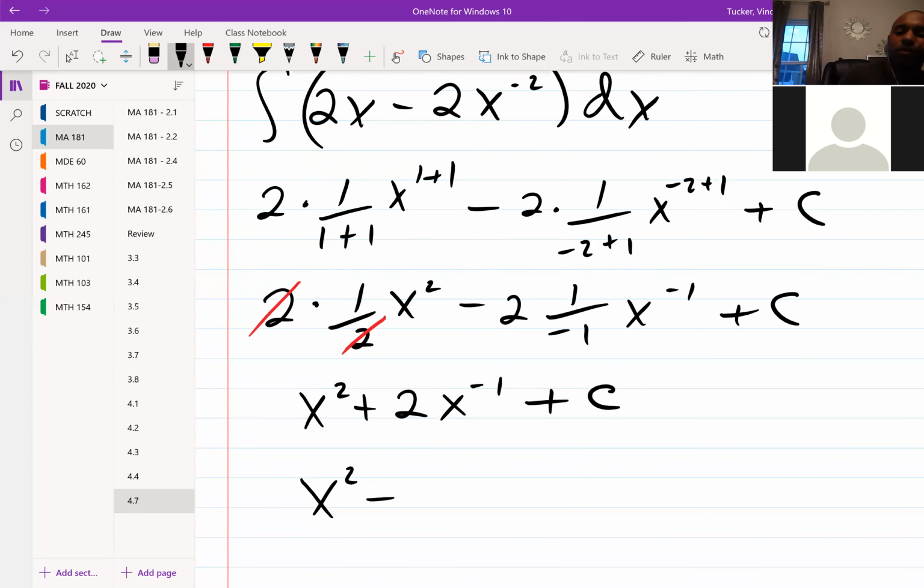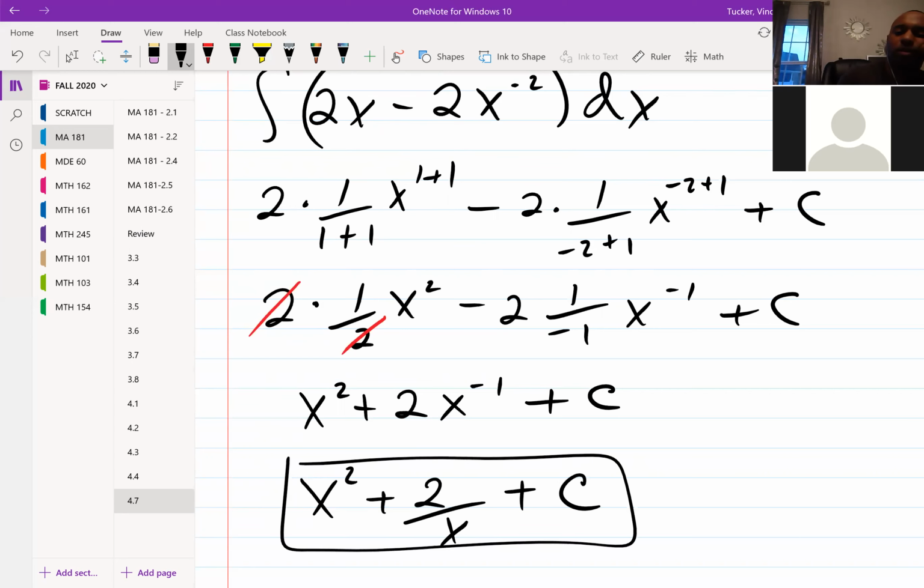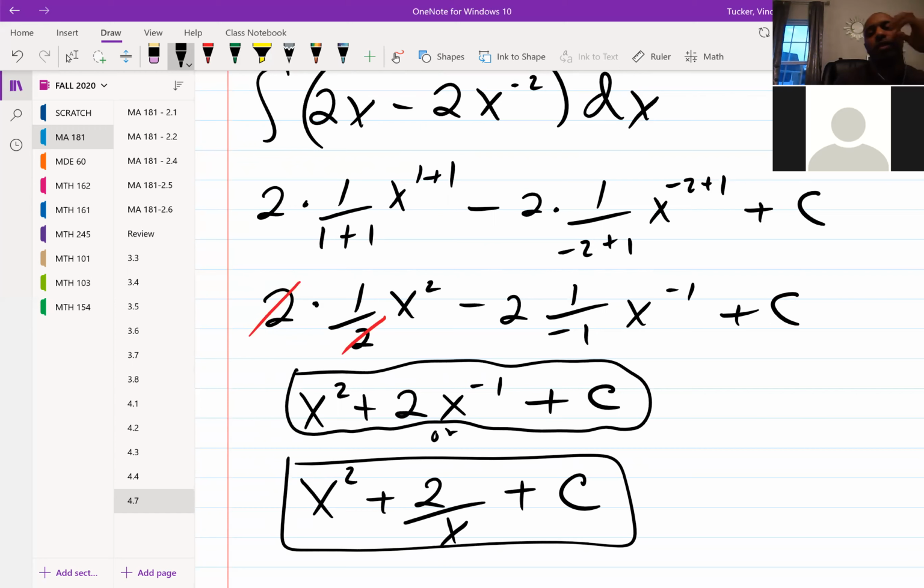So to finish it off, I might bring the x down to the bottom and write it this way. But that one's actually fine as well. So it just depends on how the book wants to see the answer.